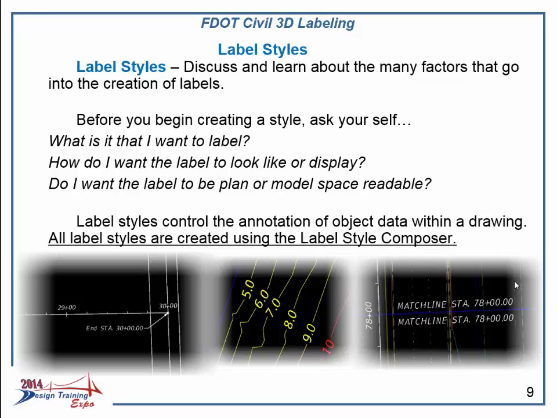So down at the bottom you can see the three examples. We have a label style or label set for our alignment that shows tick marks and stationing. In the middle example we have some contour lines that show major and minor elevations. And on the right hand side we may have a match line style that will show in our plan and profile drawings for match line stationing. All these labels are created using the label style composer.